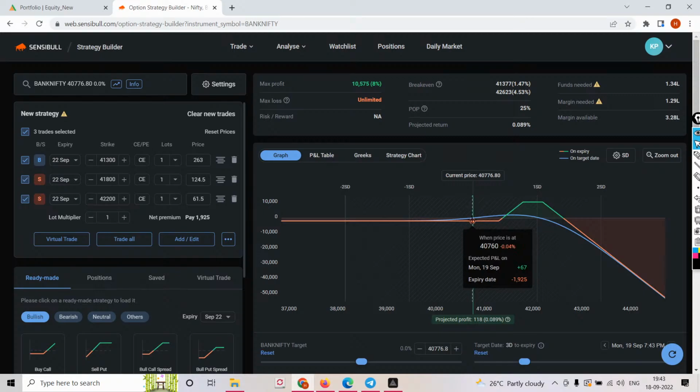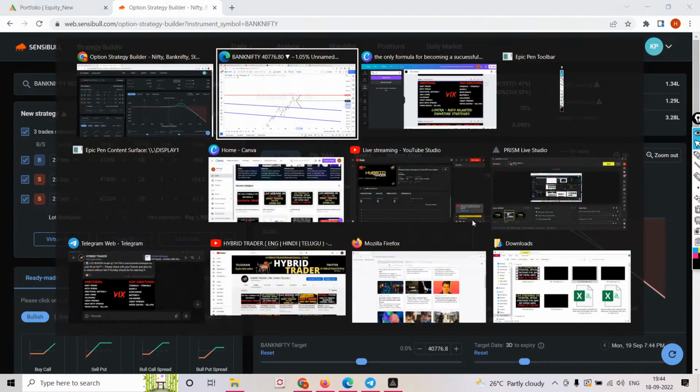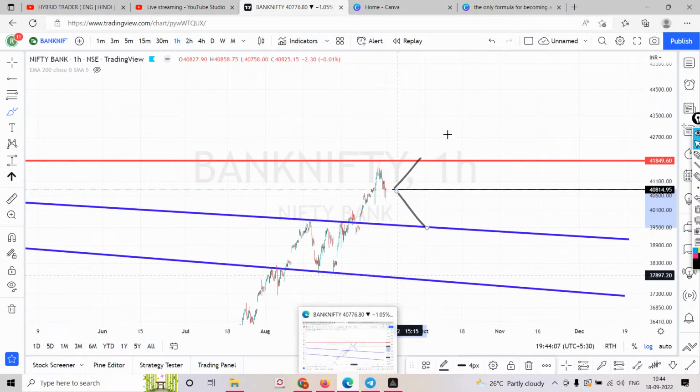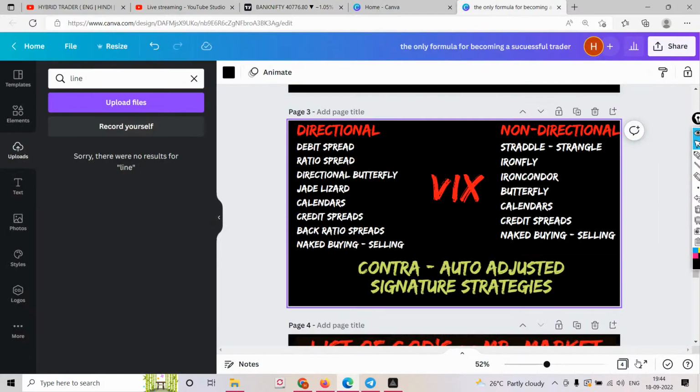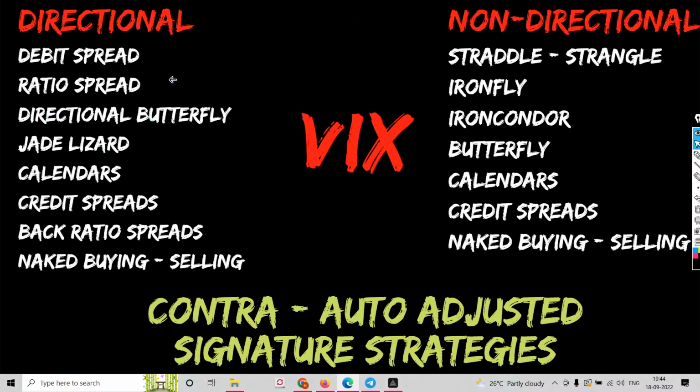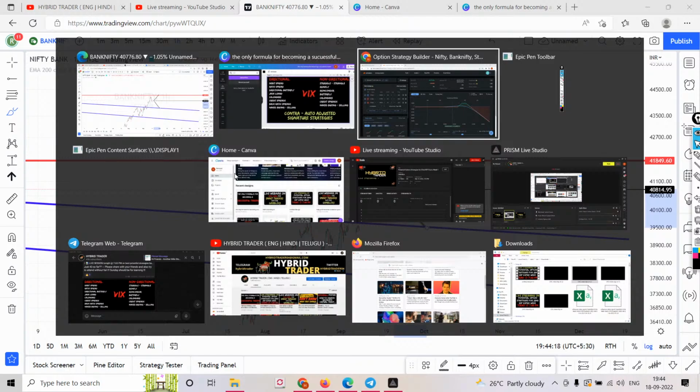So we are deviating from the topic. We are discussing the strategy. This is all about how to deploy. Now, looking at Bank Nifty, I'll not go for debit spreads. You got my point? From my directional strategies, I'll just go for ratio spread. In case I want to go directional, I will not go for debit spread. Alright, I'll go for ratio spread. If required, I can go for directional butterfly. I've discussed with you recently how to go for the directional butterfly.